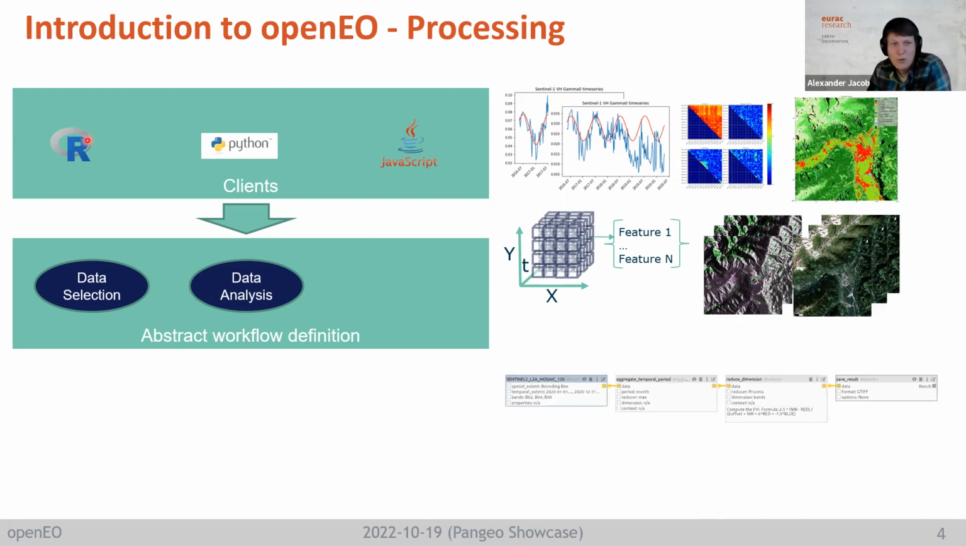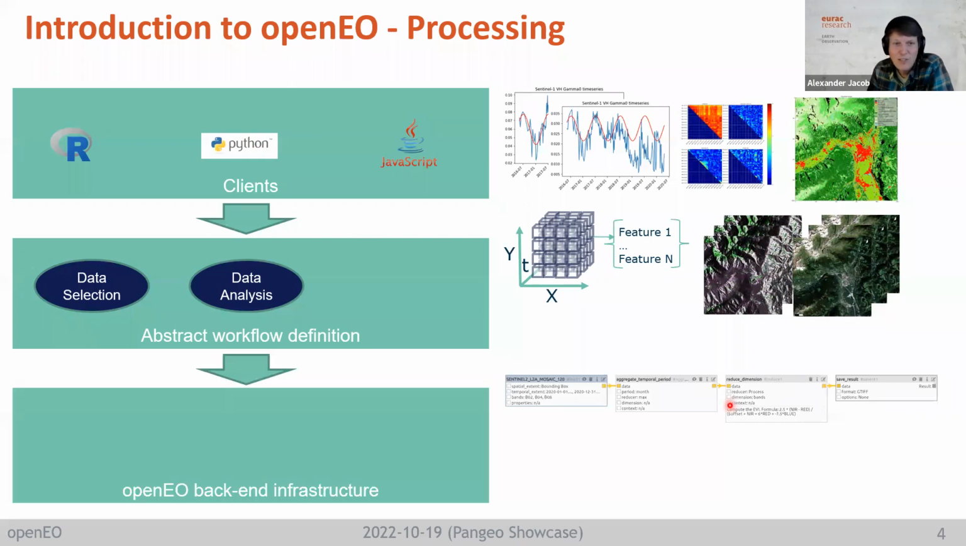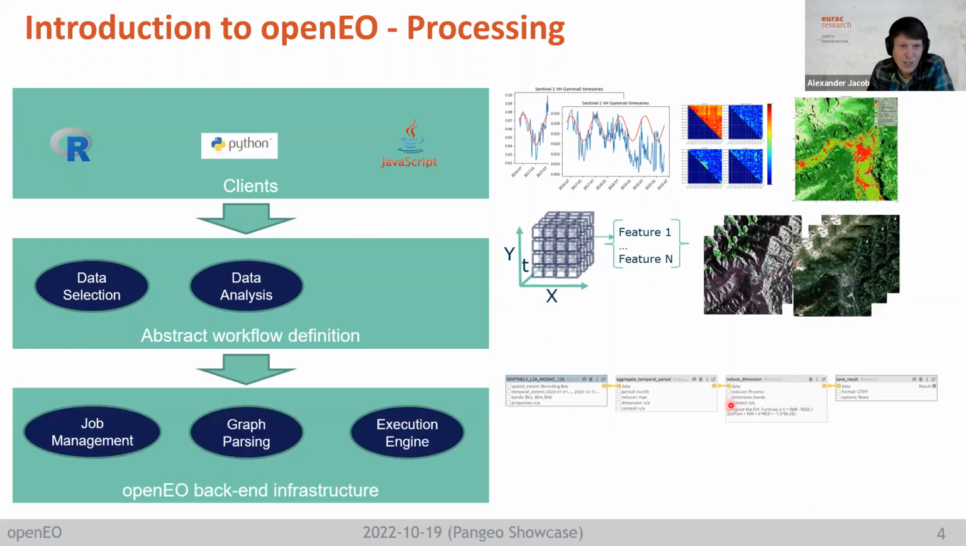So what you will do with the clients, and you will later see this by examples from Mattia, is basically generate this graph which describes what you want to do in an abstract way. Once you have done this description of what you want to achieve, it is sent to a backend infrastructure, which takes care of things like job management, when multiple people send their requests, and parsing the actual graph to understand what you want to do.